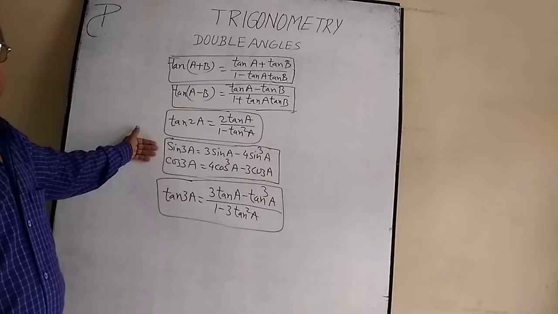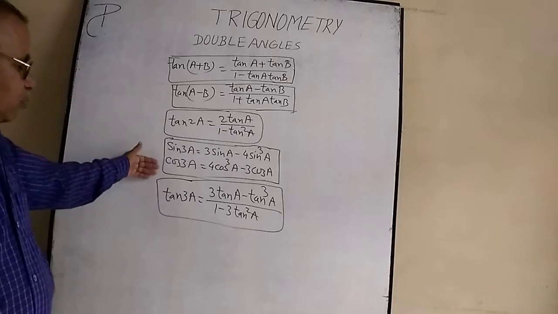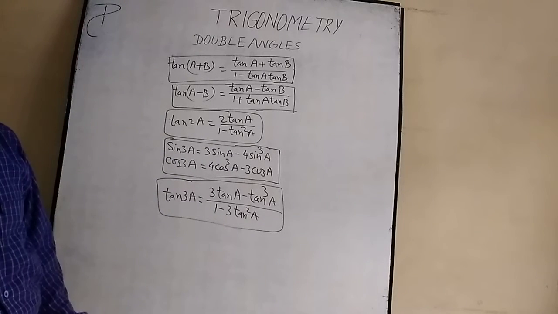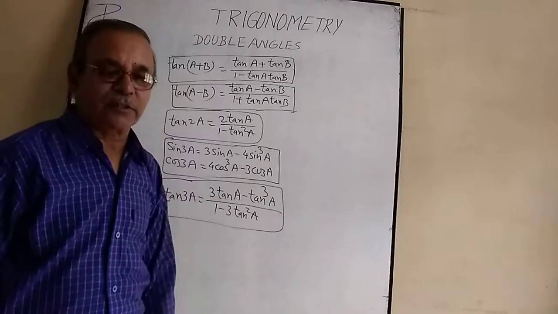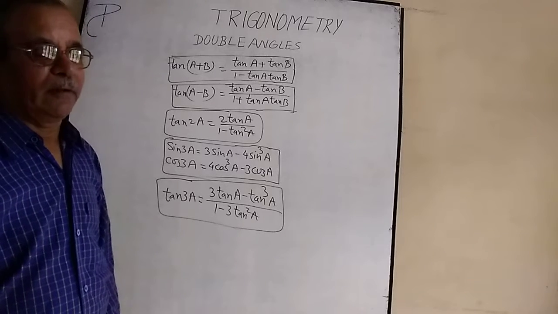sin 3a is equal to 3 sin a minus 4 sin cube a. And cos 3a is equal to 4 cos cube a minus 3 cos a. And tan 3a is equal to (3 tan a - tan cube a) upon (1 - 3 tan square a).